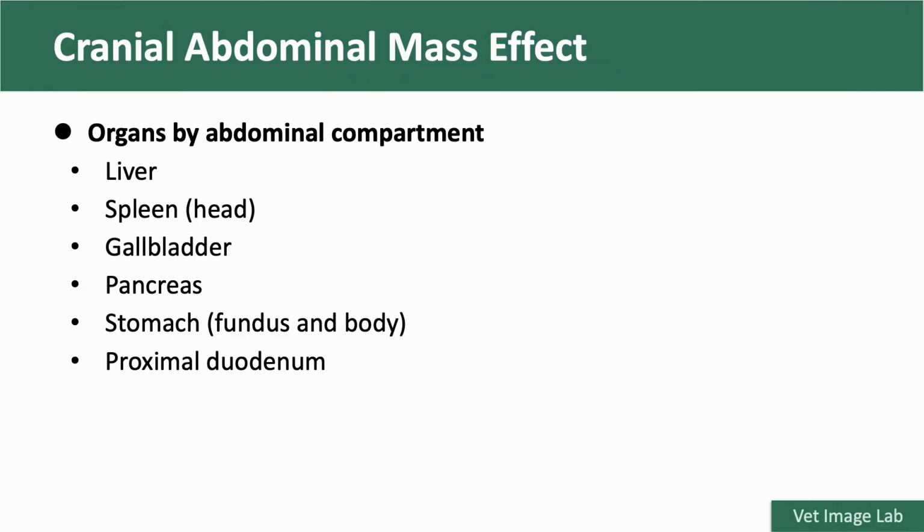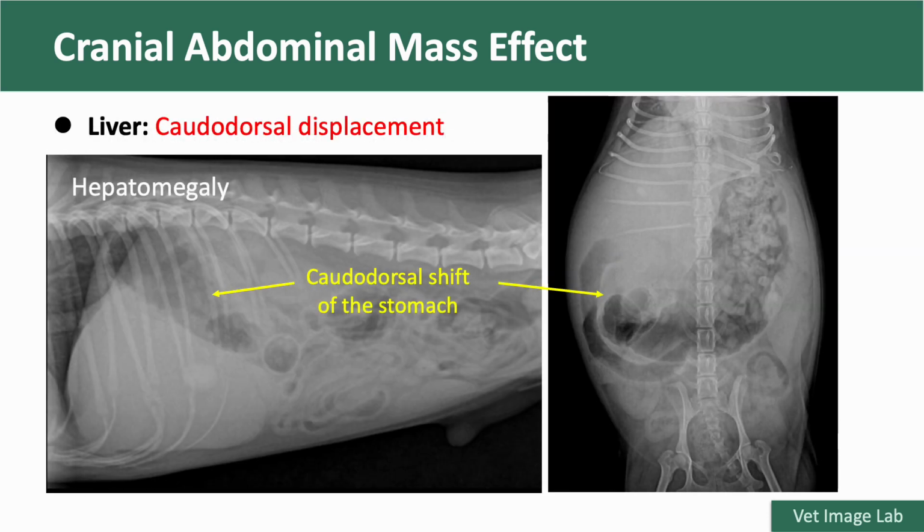The cranial abdomen includes the liver, gallbladder, stomach, spleen head, pancreas, and proximal duodenum. So when you see signs of a cranial mass effect, you can often narrow down the origin of the lesion to one of these organs. Let me show some examples.